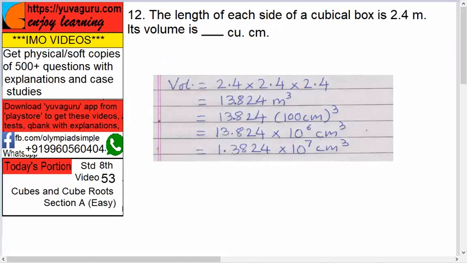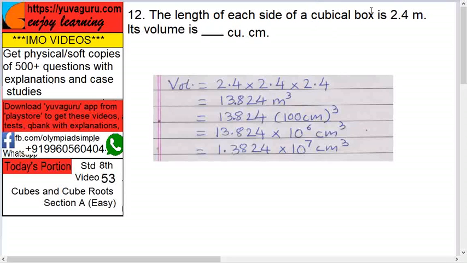Next, the length of each side of a cubical box is 2.4 meters. Therefore, its volume is dash cubic centimeters. Here, it is in meters, and you want it in centimeters. That's the only catch. The remaining problem is easy.